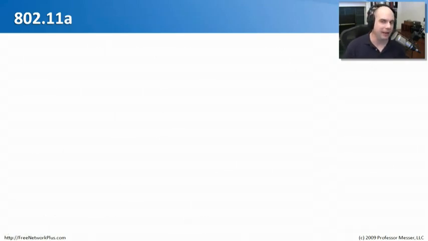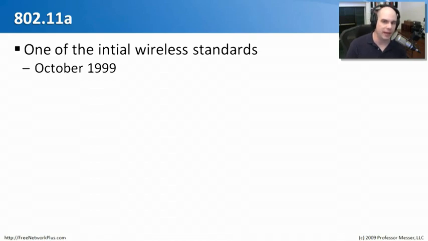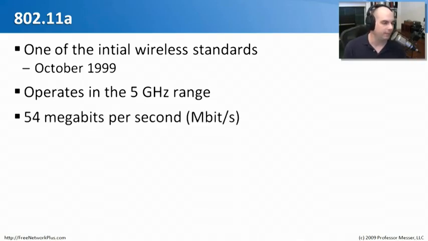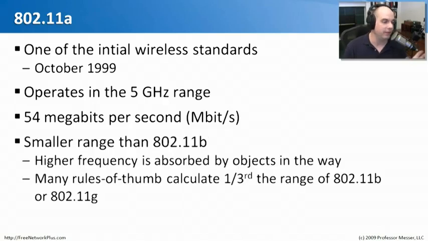Let's talk about 802.11a. This was one of the original wireless standards. It came out in October of 1999, and it operated in the 5 gigahertz range. At the same time, there was 802.11b, which was in a completely different range. We're going to look at 802.11b in just a moment. A was in this 5 gigahertz range, but it ran very quickly, at 54 megabits per second. Especially compared to the other wireless technologies of the time, that was very fast. Now, this had a smaller range than 802.11b, relatively speaking anyway, because it ran at 5 gigahertz.